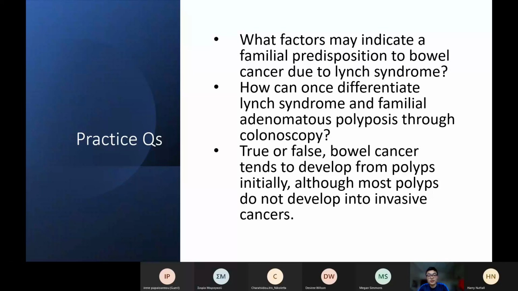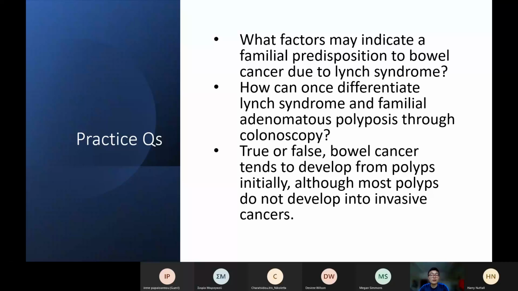Well, the answer to this is there's several factors. Number 1, if lots of people in the family are developing bowel cancer at the age of less than 60, or 2, if people in the family have developed bowel cancer twice, i.e. after the first tumour's been removed, or thirdly, if there is the presence of other cancers in the family history, such as the ovary, the stomach, endometrial cancer. This may indicate a familial predisposition to bowel cancer due to Lynch syndrome.